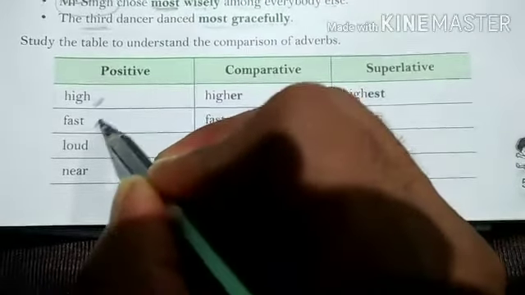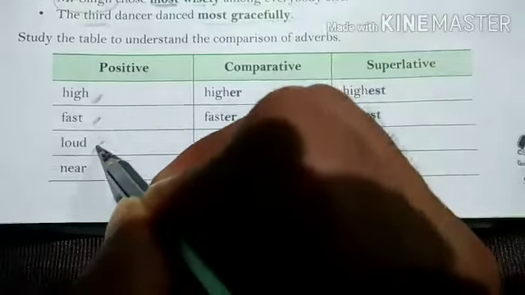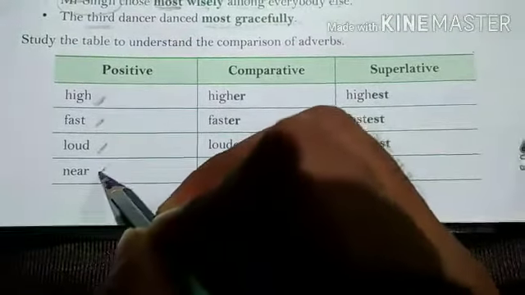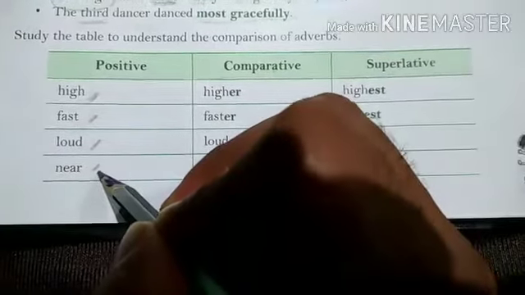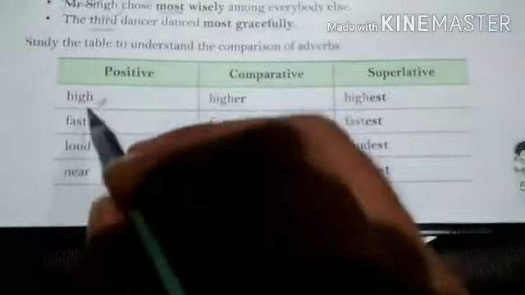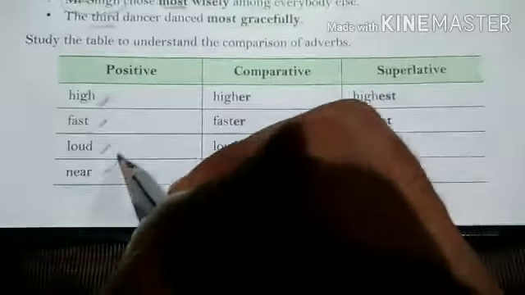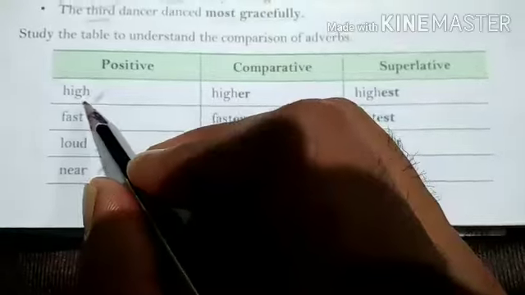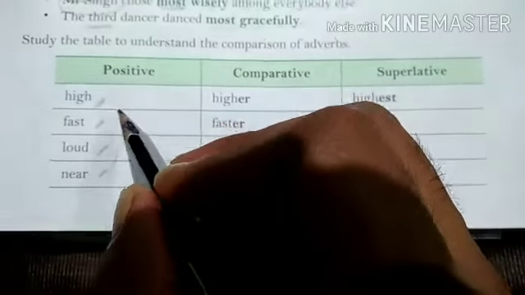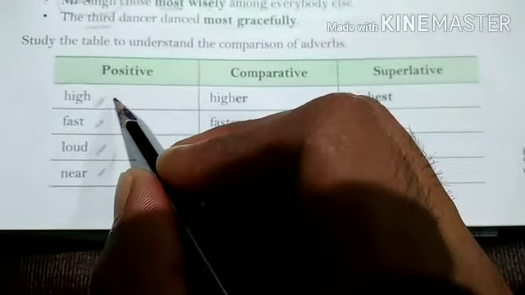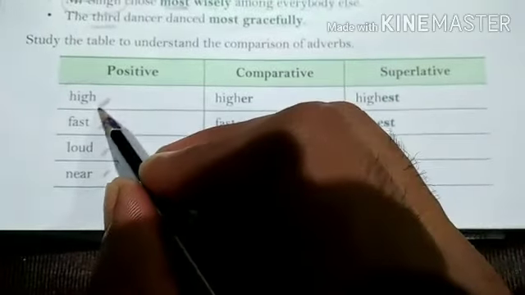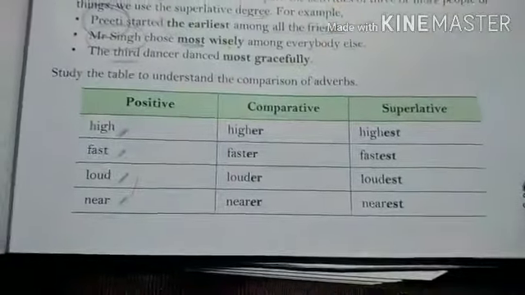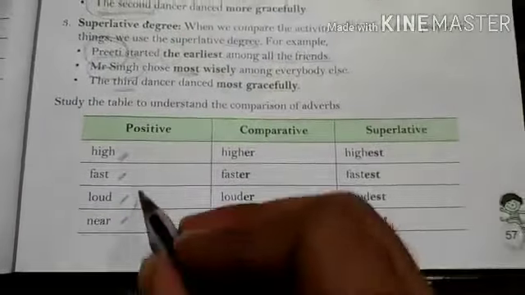Fast can be used both as adjective and adverb. Loud can be used both as adjective and adverb. And near can be used both as adjective and adverb. So here what we have to understand is these are single syllable words. If these words are used as adverbs, these are monosyllabic adverbs. जो हम एक ही बार में pronounce कर पाते हैं. That we can pronounce at once. So here high.